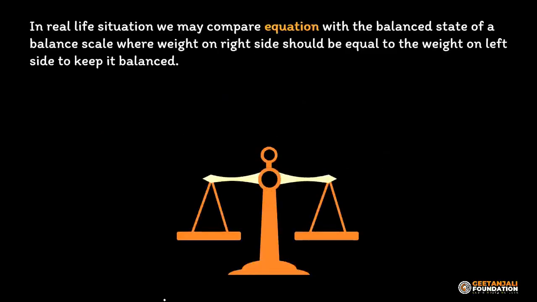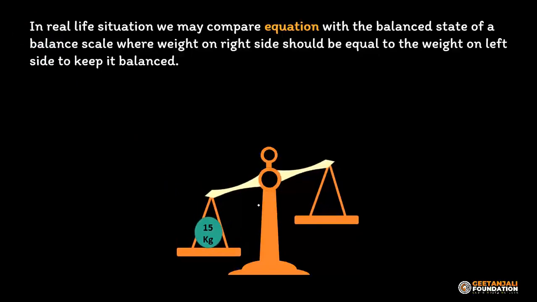In real life situation, we may compare equation with the balanced state of a balanced scale, where weight on the right side should be equal to the weight on the left side to keep it balanced. Here I took a balanced scale. You can see that I haven't kept anything on either side of it and it is in a balanced state. Suppose I want to keep something on one of its sides. You can see that it has lost its balanced state.